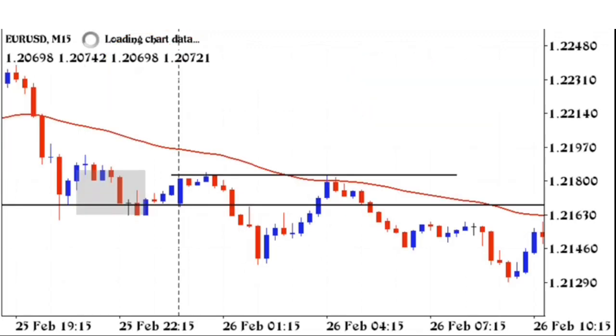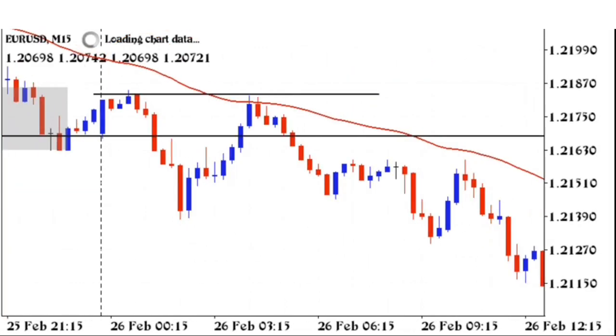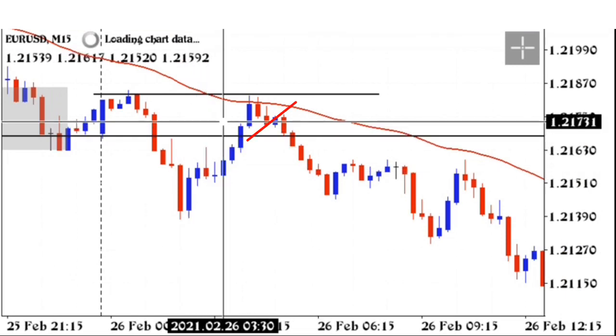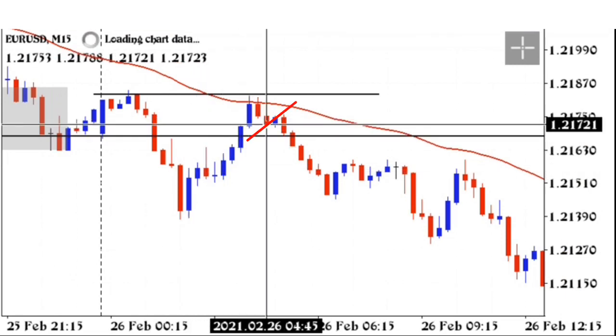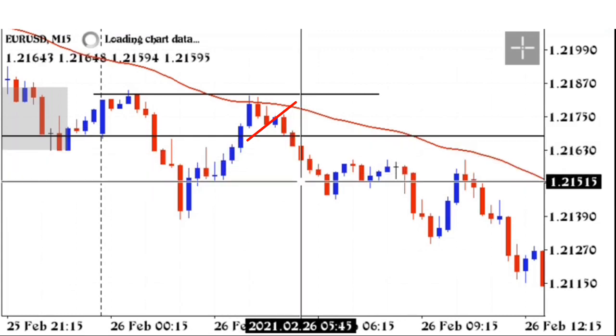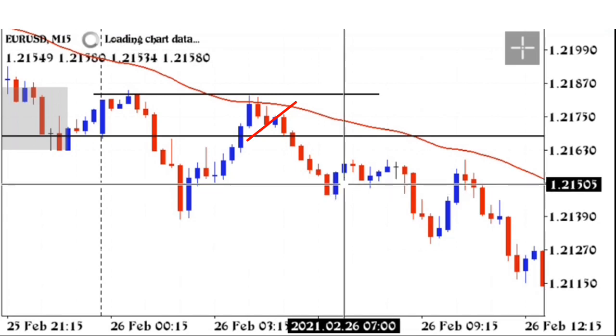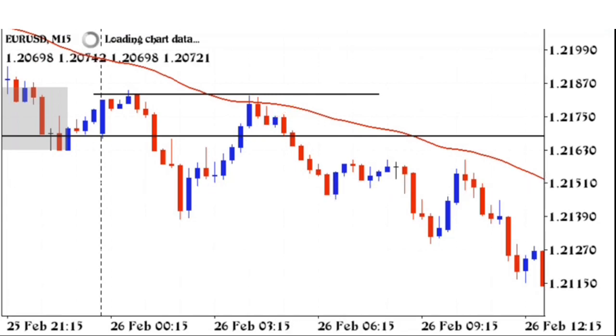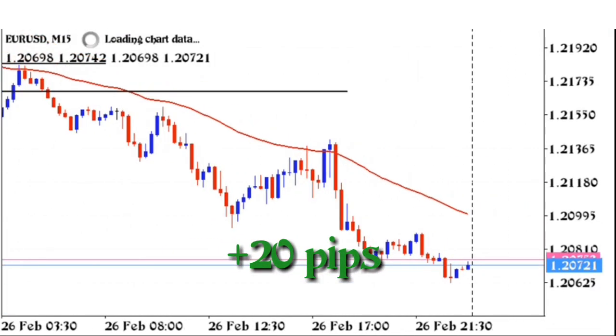So my entry would have been after this candle. Did I get my 20 pips? 21.72, 62, 52. Yes, I got it. So that's my 20 pips.